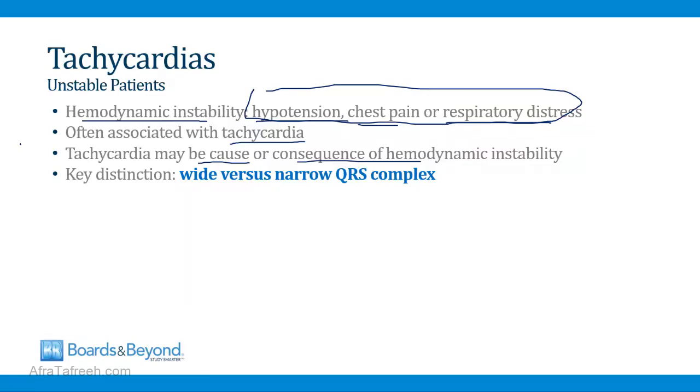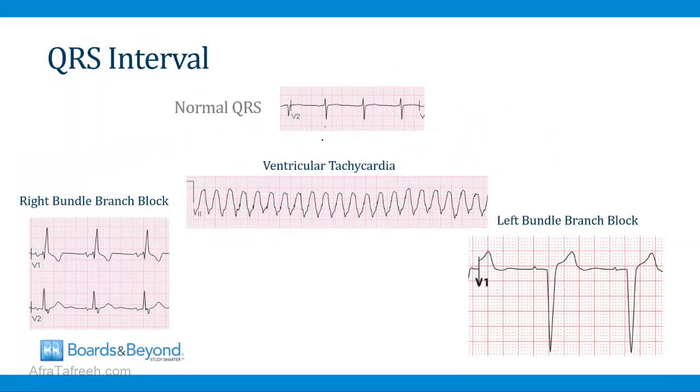But what I want to point out to you here is that when you're evaluating a tachycardia in an unstable patient, a key distinction is whether or not the tachycardia is associated with a wide or a narrow QRS complex. Here's a slide on the QRS interval, and recall that this interval starts at the beginning of the QRS complex and ends at the end of the QRS complex. A normal QRS interval is less than 120 milliseconds, which is 3 small boxes wide. A normal QRS interval is narrow, like you see here.